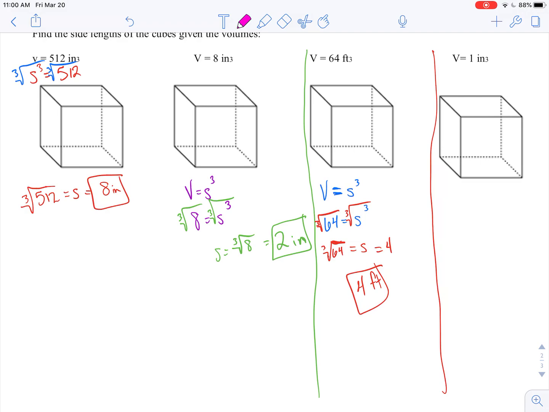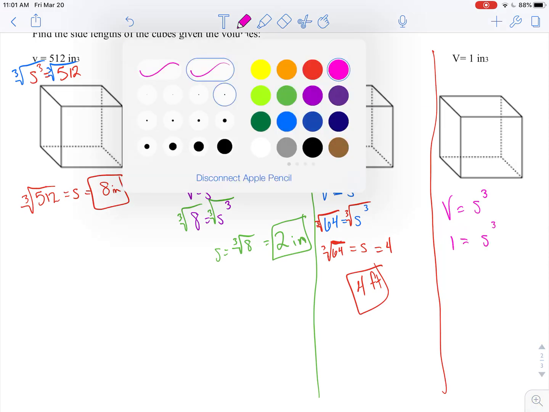And last but not least here, my volume, that volume there is side cubed, whatever that side length is. Remember, because side times side times side, this is a square. Each face is a square, so all of these numbers must be the same. So length times width times height is side times side times side, or side cubed.